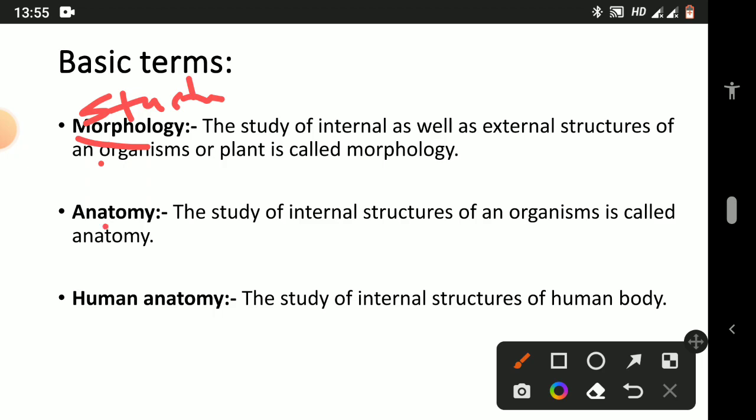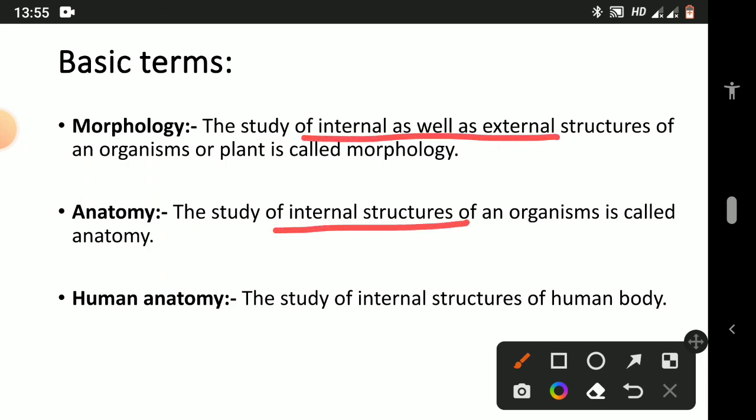The next one is anatomy. Tomy in Greek language means to cut. That means in anatomical study we are going to cut any particular organ and then we perform our study. That means we are going to study the internal structure of an organism. That's why it is called anatomy. Here see the difference between anatomy and morphology. In anatomy we study only the internal structures, while in morphology we study the internal as well as external structures. This is the basic difference between anatomy and morphology.